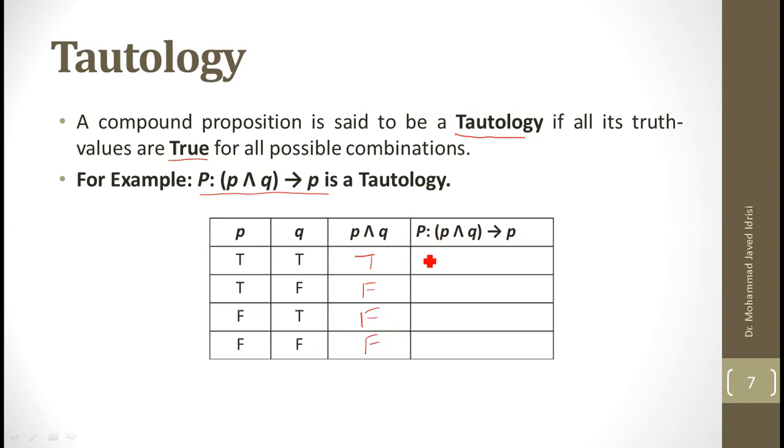Now we have to take the implication of the second column, third column and second column. True implies true is true, false implies false is again true, false implies true is true, and false implies false is true. As you can see here, the truth values of this compound proposition are always true. So this compound proposition is called tautology.